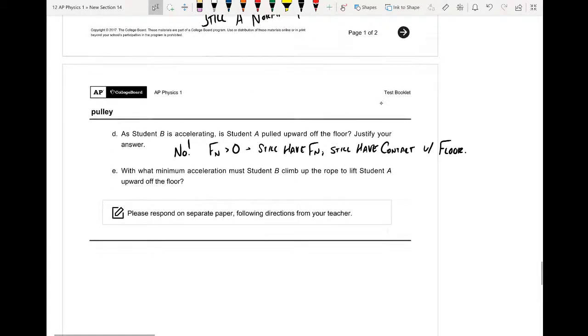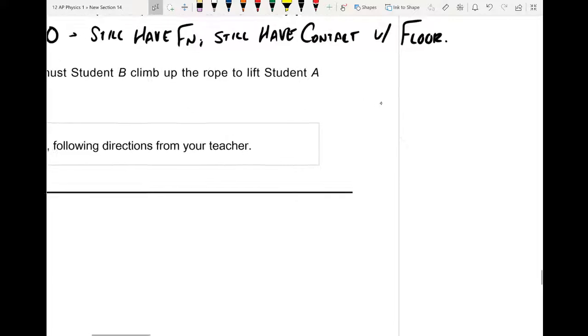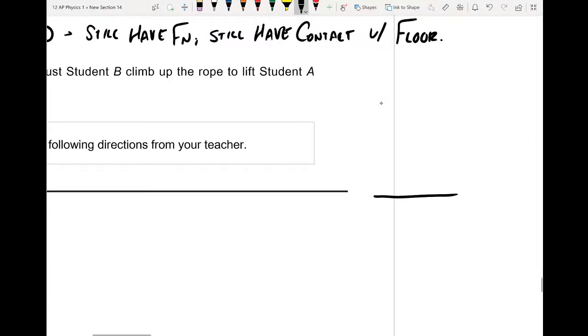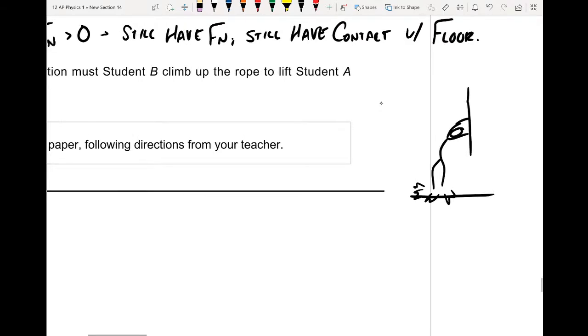So then for part E, with what minimum acceleration must student B climb up the rope to lift student A upward off the floor? What we're looking at is, if student A is no longer touching the floor, it means that we no longer have a normal force because they're not contacting it. We wouldn't have the floor crossing our circle because it wouldn't be there. It's not part of the system anymore.